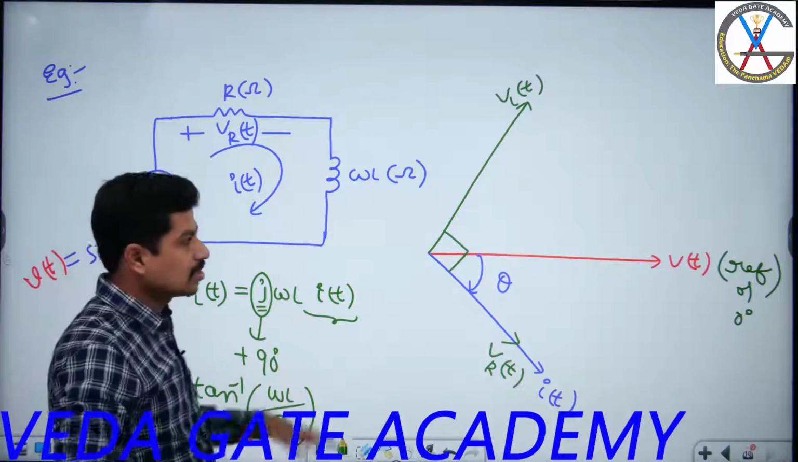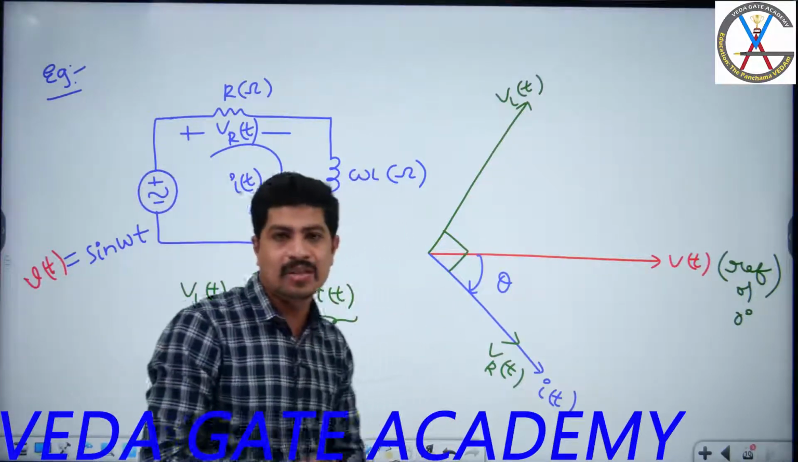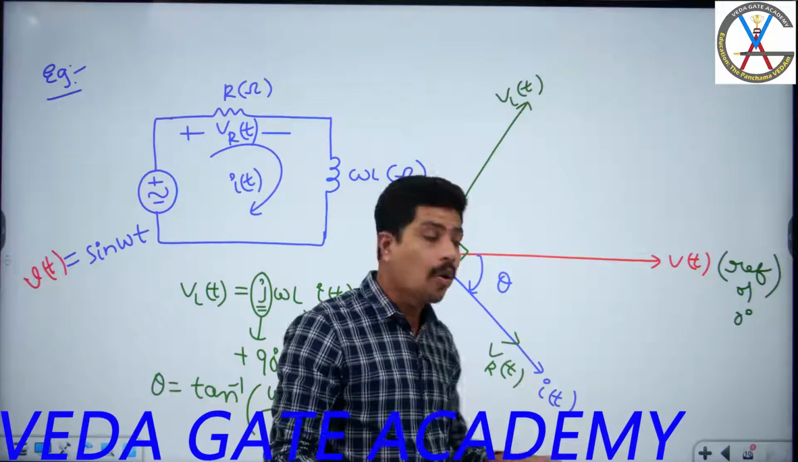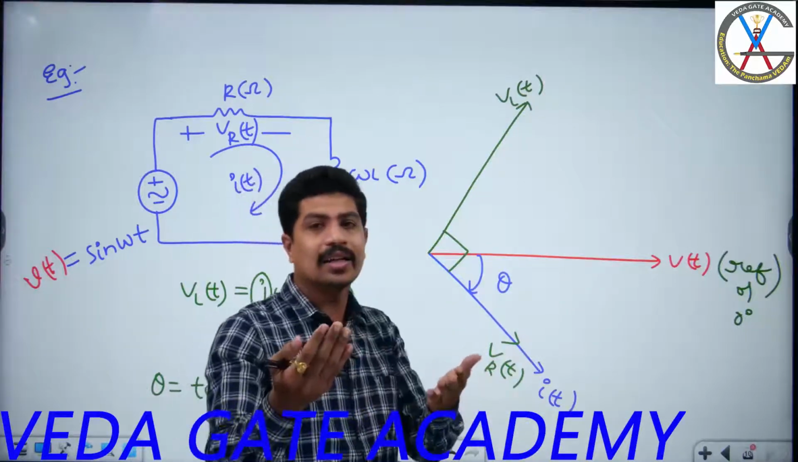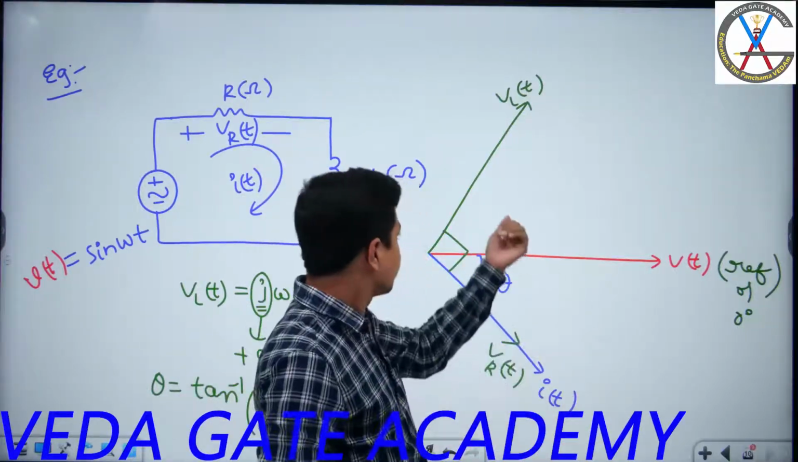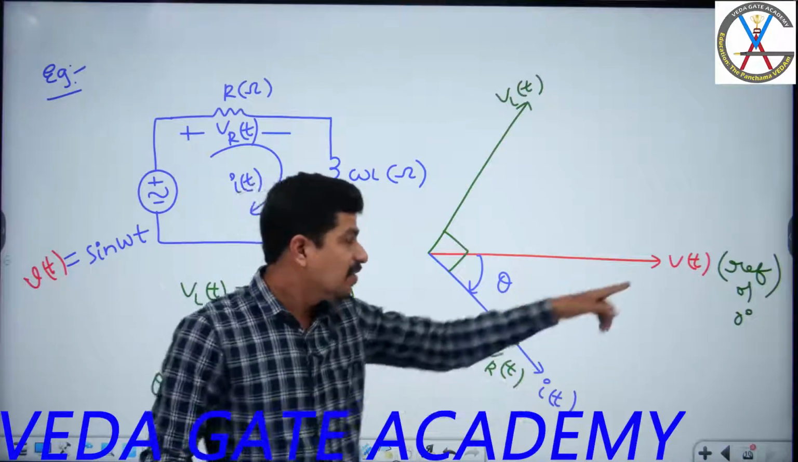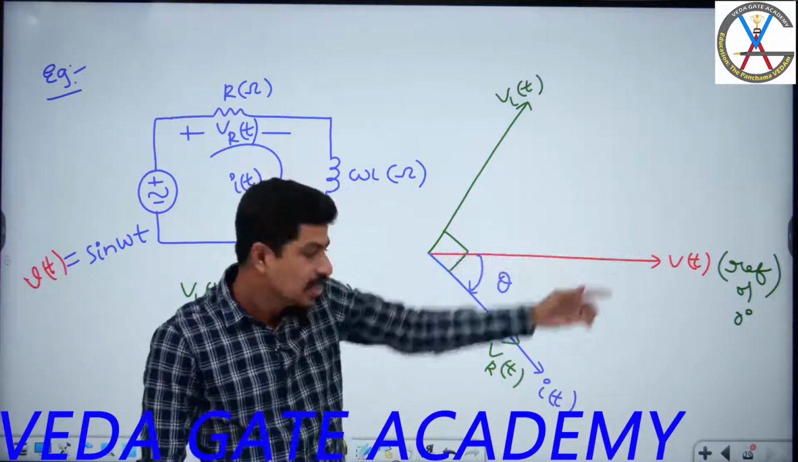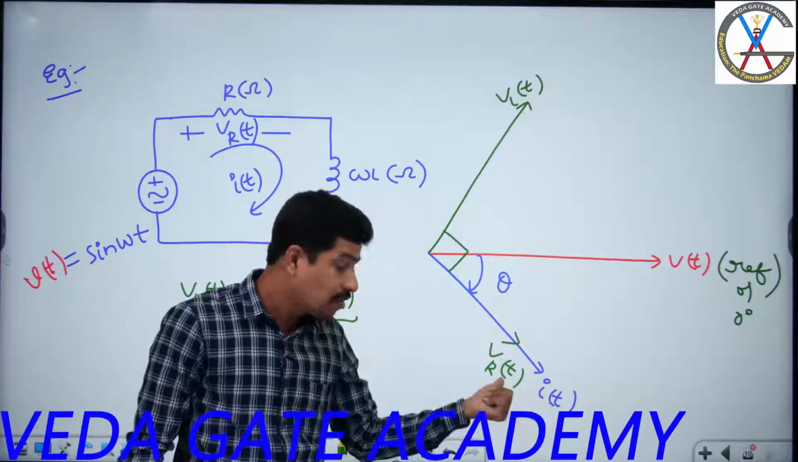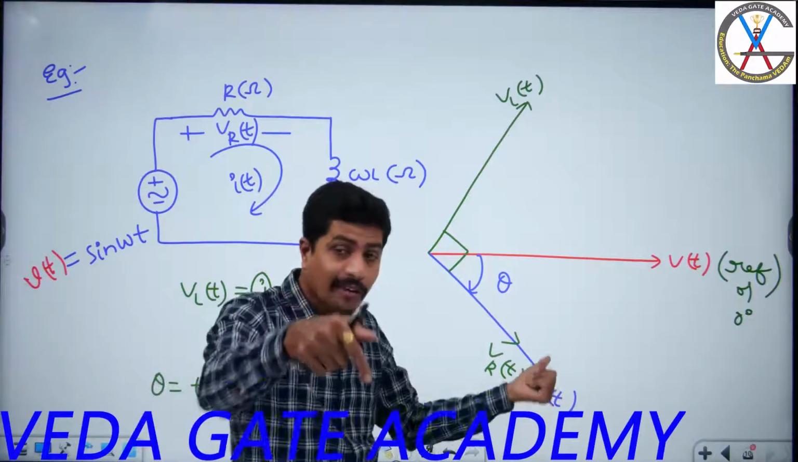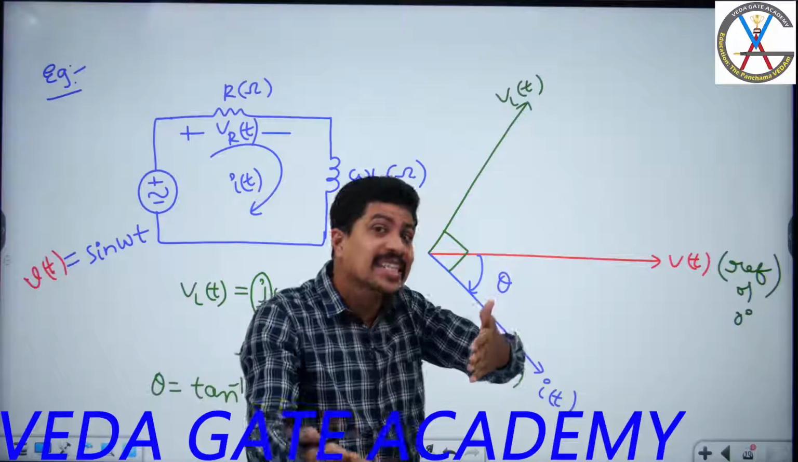Anyhow, this omega L is constant. So this is the phasor diagram. If you have any doubt in this analysis, you can ask at any point of time. This is the voltage across the inductor. If I take V of t as the reference, the current and the voltage across the resistor are lagging, whereas the voltage across the inductor is leading.